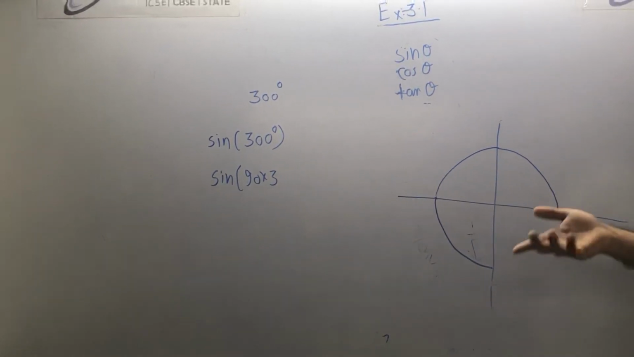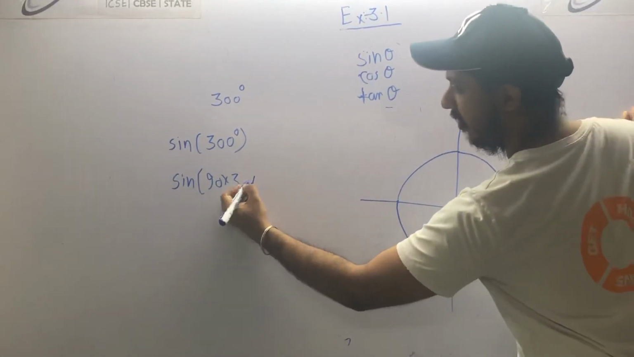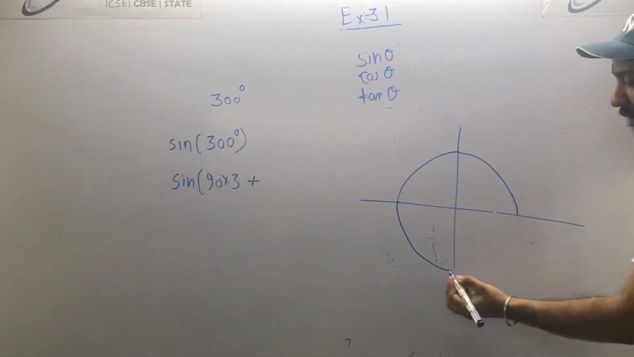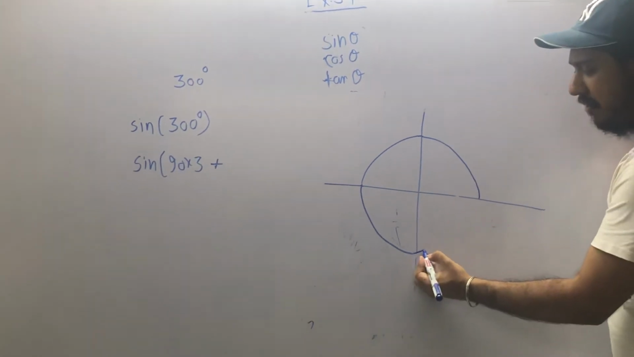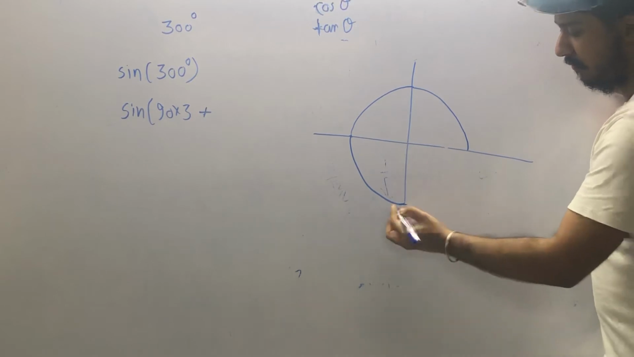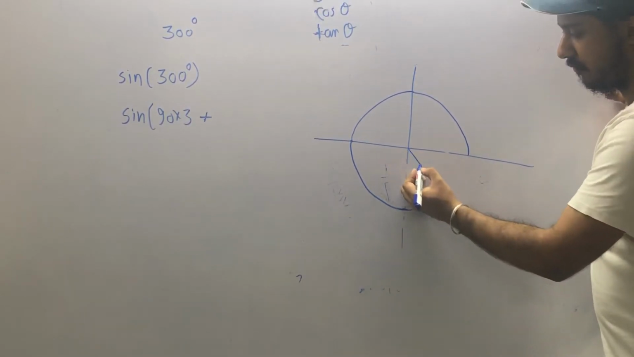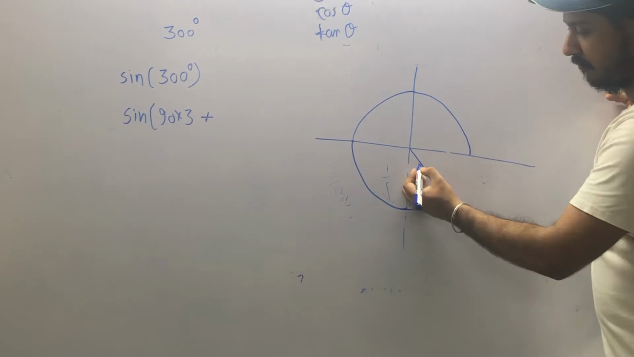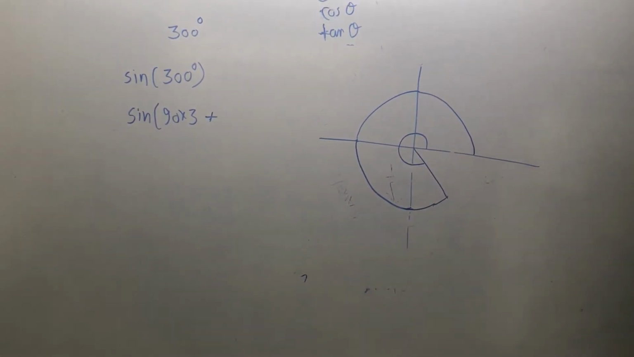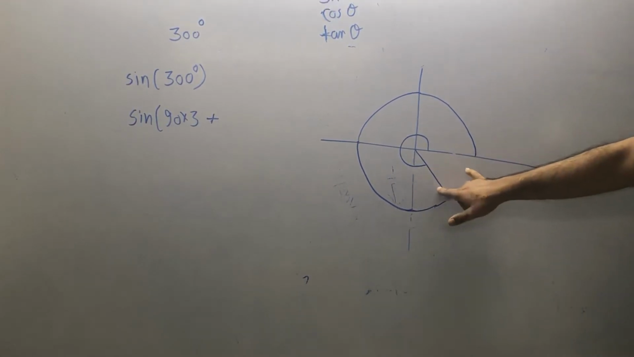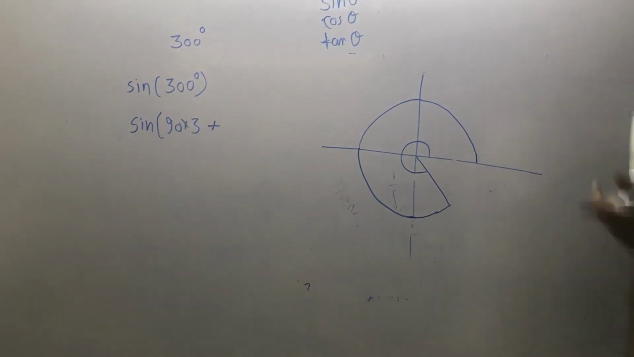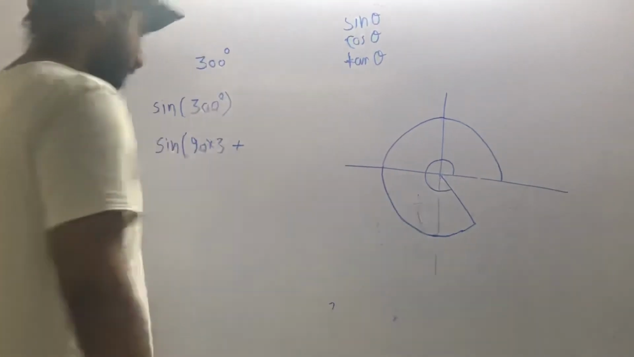Now I will write plus here. The angle is 300. So 90 into 3 is 270, and 270 is here. Now you have to find 300, so 300 will be somewhere here. You can make this drawing in rough also, not a problem for me. So you can see directly which quadrant this is lying in. This is lying in the fourth quadrant.